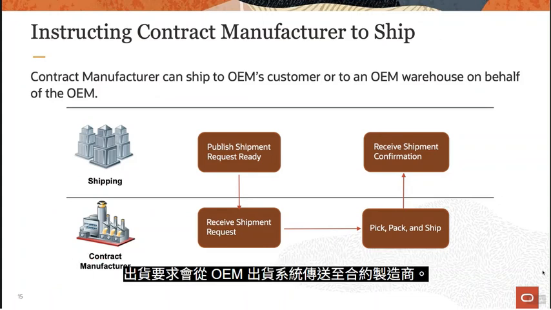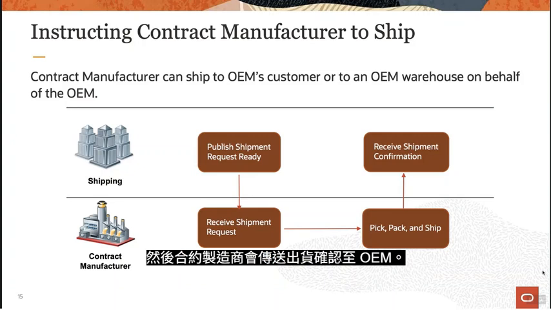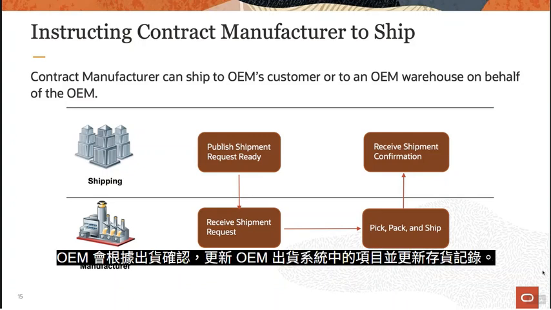The steps are as follows. A shipment request is sent from the OEM's shipping system to the contract manufacturer. The contract manufacturer physically ships the goods. Then the contract manufacturer sends the shipment confirmation to the OEM, and based on the shipment confirmation, the OEM updates the entry in the OEM shipping system and updates the inventory records.